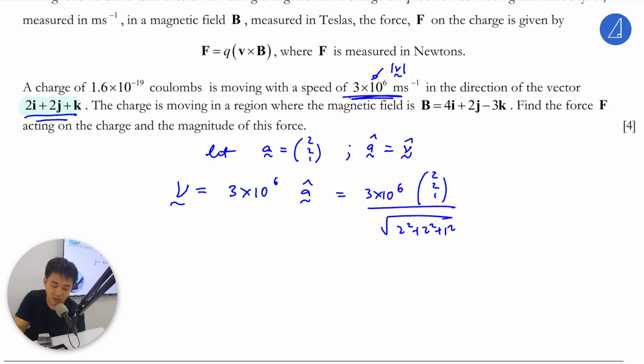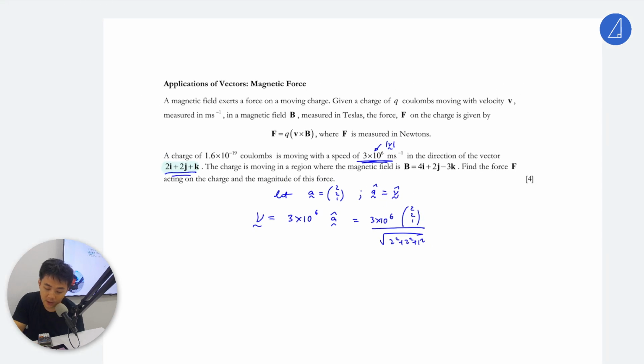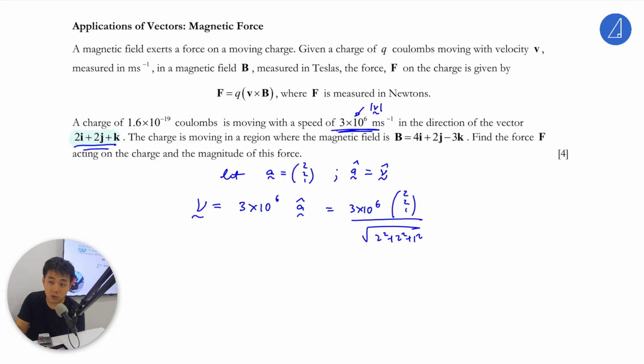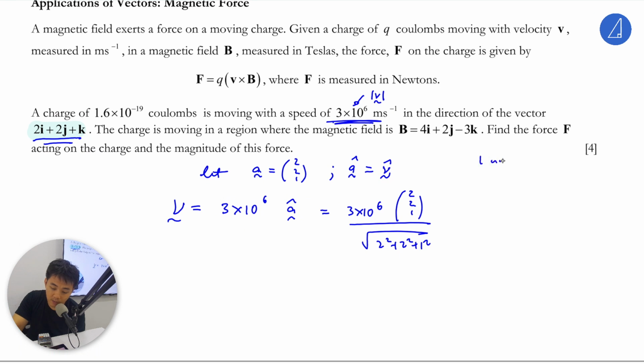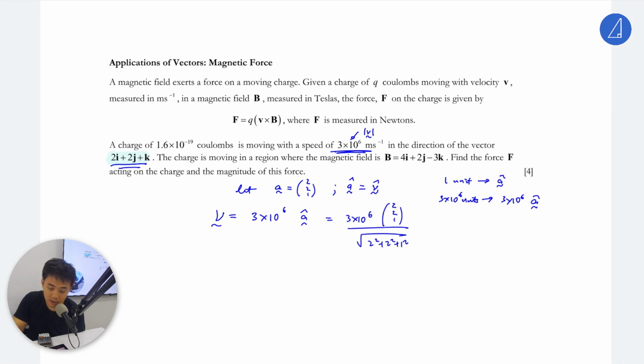This could be the v unit vector. If you don't want to let a be this, you can just write it as the v unit vector. Anyway, I'll just put this here. We just use the application of the unit vector because 1 unit corresponds to a. Then if you have 3 times 10 to the power 6 units, you just multiply it by 3 times 10 to the power 6. That's about it. So this is our v.